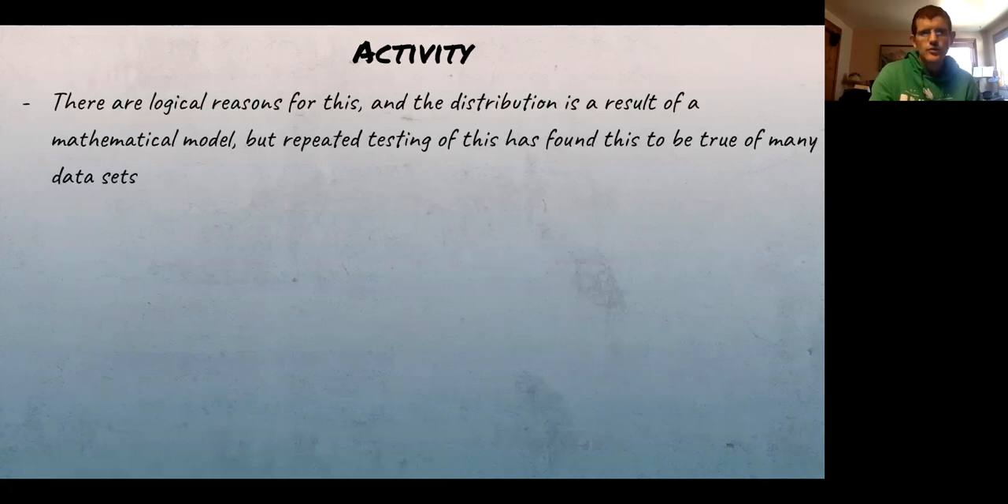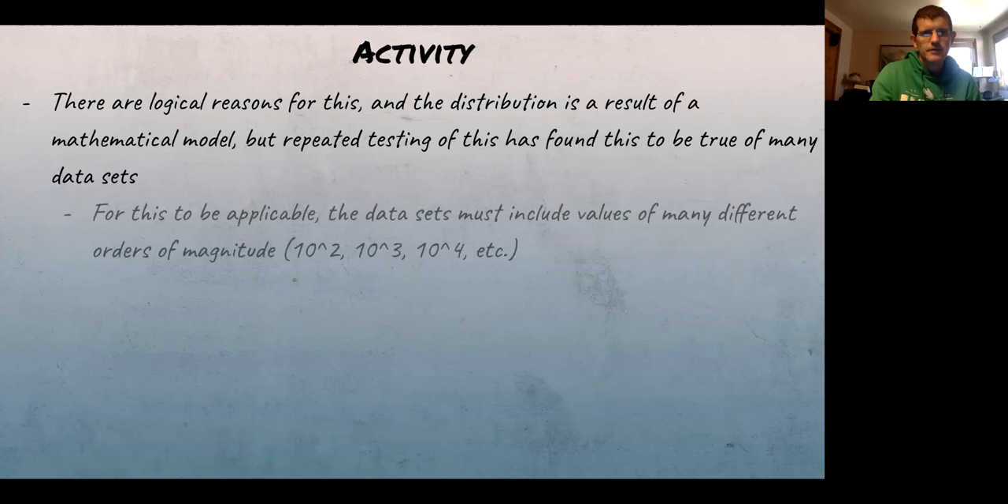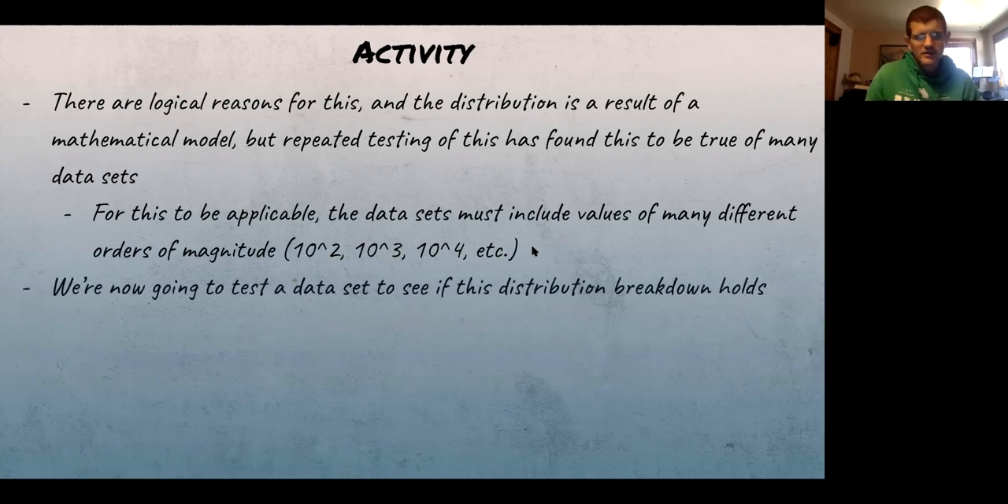This is true of many data sets, but for this to be applicable, it must include values of many different orders of magnitude. So if you have hundreds, thousands, and tens of thousands and so on, just a lot of different data sets, that works. And we're about to test a data set to see if the distribution holds.